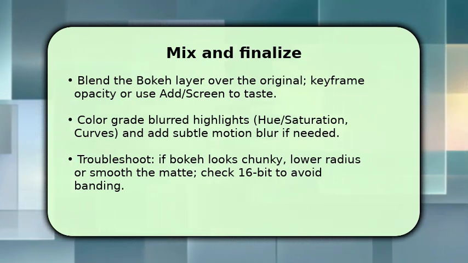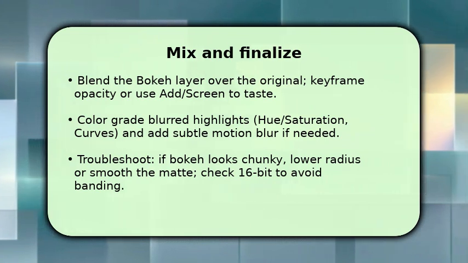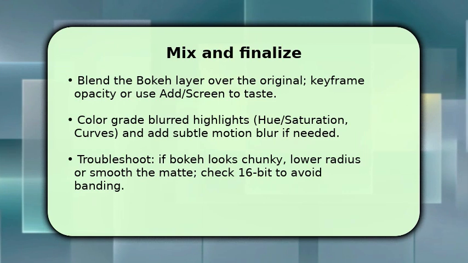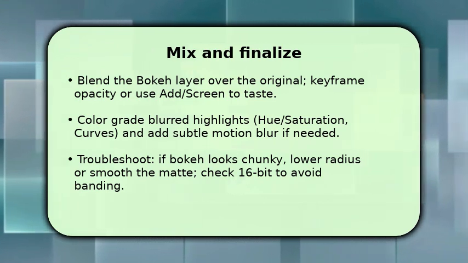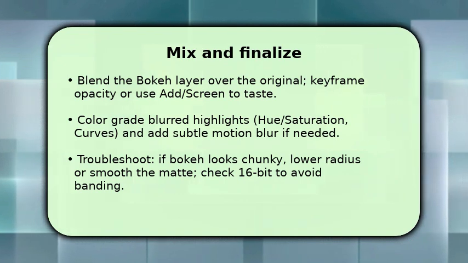If you need more realism, add a slight motion blur to the bokeh layer or animate the radius for rack focus feel. If things go wrong, reduce blur radius, smooth the matte, or switch to 16-bit color to prevent banding. That usually fixes chunkiness and abrupt edges.